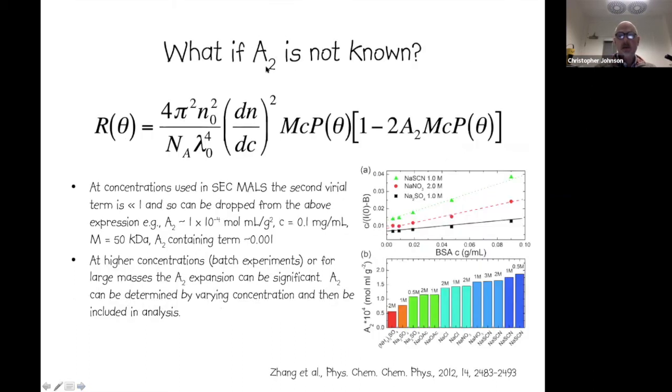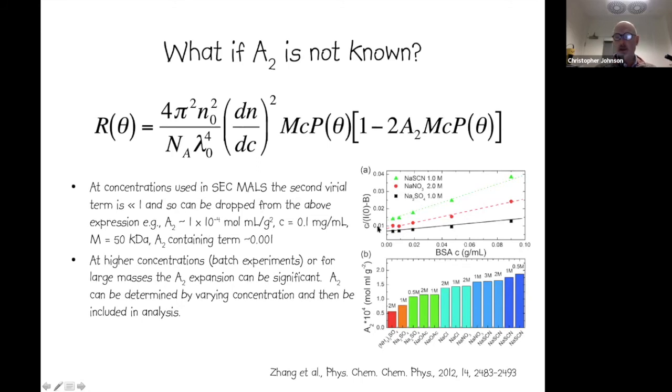If you don't know what the second virial coefficient is, you can measure it, but usually at the concentrations we're going to be working at in SEC moles, the term in which the second virial coefficient occurs is going to be very much less than 1. So this term in the square bracket will approximate to 1.